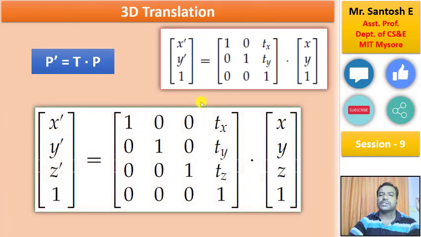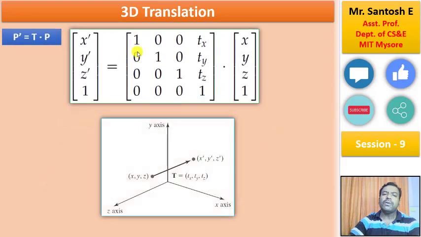Now look at the 3D translation. We know what this matrix does and how it is applied on the original point to get a new position of the point, using a 3x3 homogeneous coordinate transformation matrix for translation. Now I need to bring in the z-axis also, and it's straightforward. It becomes a 4x4 matrix, and I add the z component, tz, along with tx and ty. This is the 3D translation with respect to 2D translation.